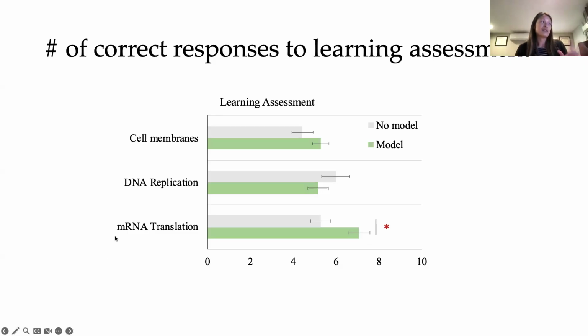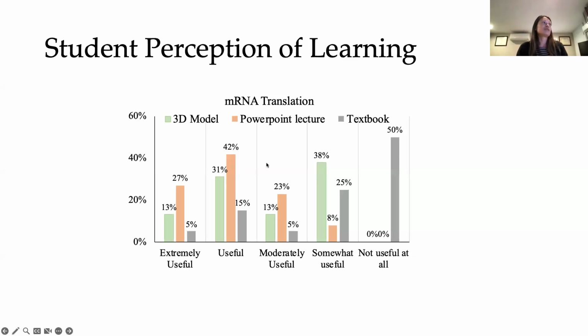So that's good. This tells us 2 things. The first thing is the models do work, but the models must be highly interactive and span a good amount of that topic that's being taught. And then student perception of learning with using the 3D model, which is the green, the orange PowerPoint lecture, or the gray textbook for mRNA translation.